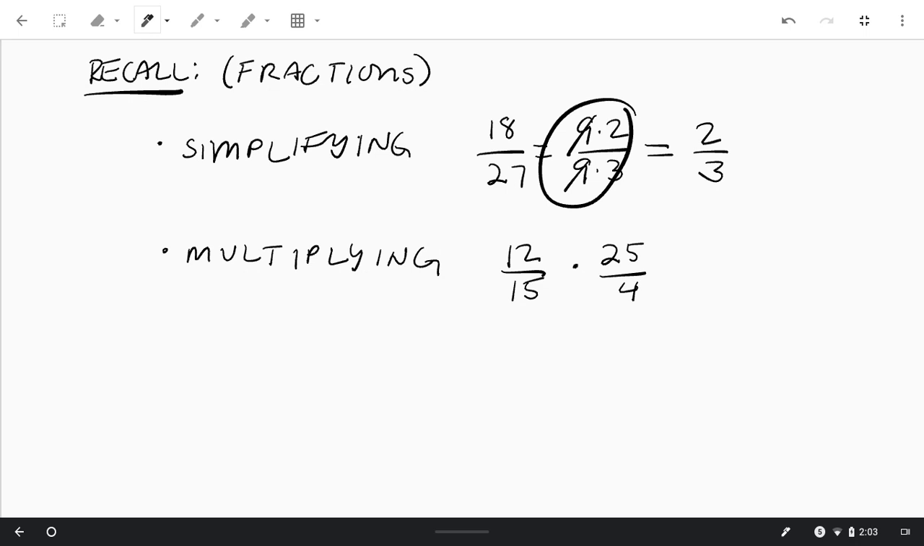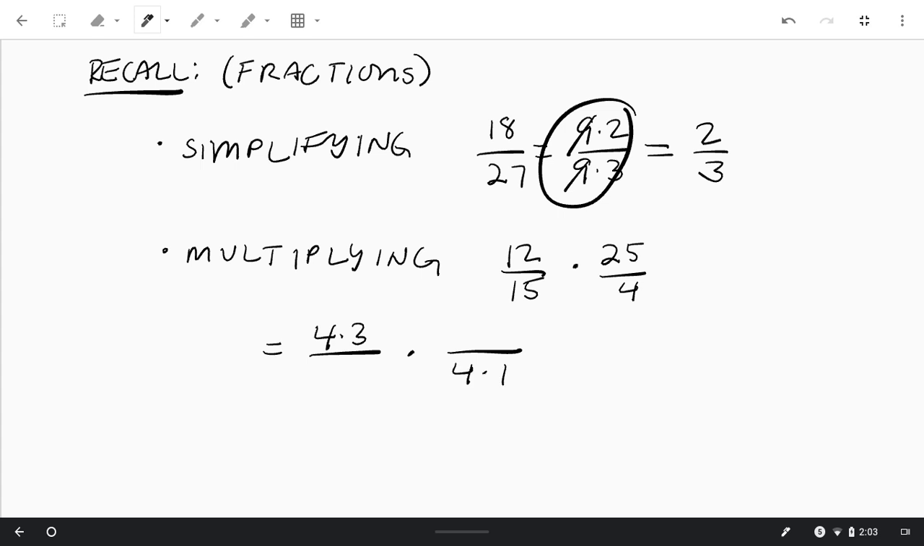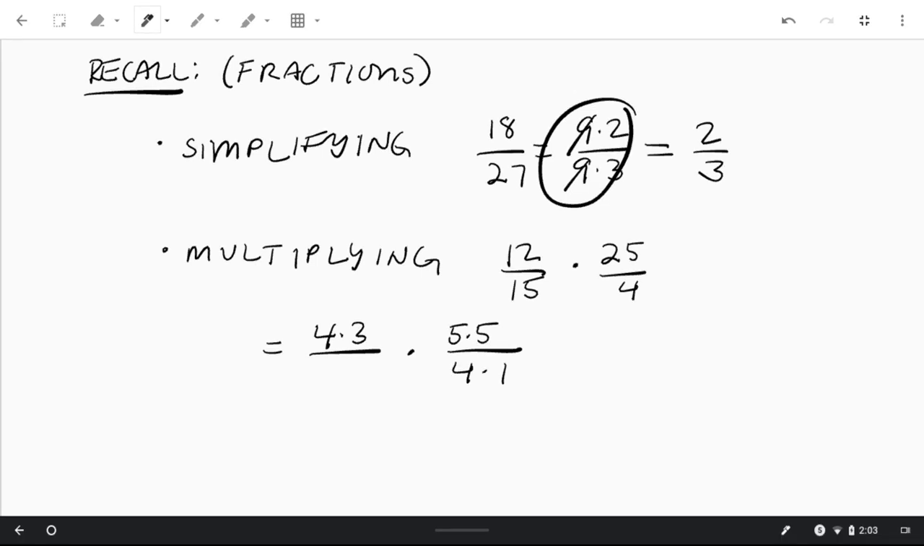All right. So if you notice that 12 and 4 have 4 in common, then let's go ahead and factor out the 12 as 4 times 3. And we'll just use the 4 times 1 for the bottom, because you said that 4 is what they have in common. Between the 15 and 25, they have what in common? 5. Okay, so hopefully you said 5. So then I will rewrite this using 5 times 5 and 5 times 3.